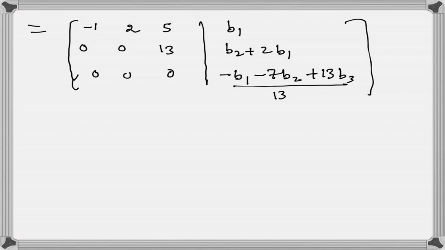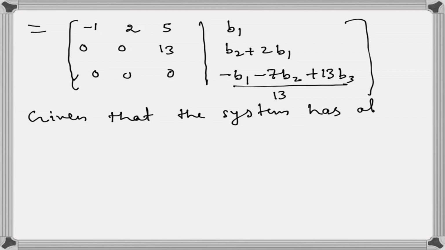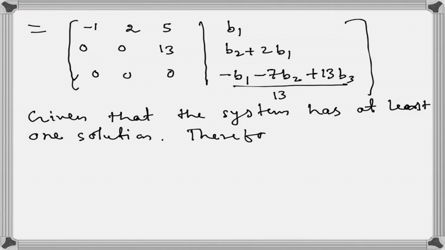So given that the system has at least one solution, therefore minus B1 minus 7 B2 plus 13 B3 has to be 0.